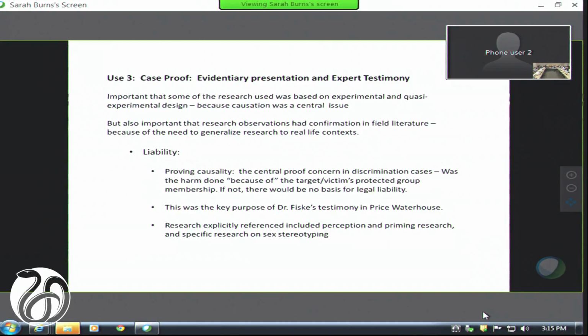So turning to probably what's of the greatest interest to the committee, how we used expert testimony in these two particularly prominent cases. The first is Price Waterhouse, and as you know, in proof of discrimination cases, a central concern, without which you don't have legal liability, is proving that the harm was done because of the target or victim's protected group membership.